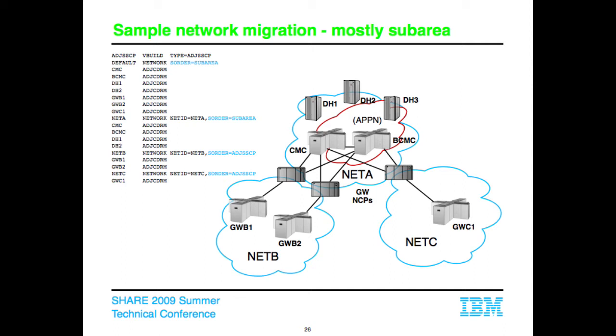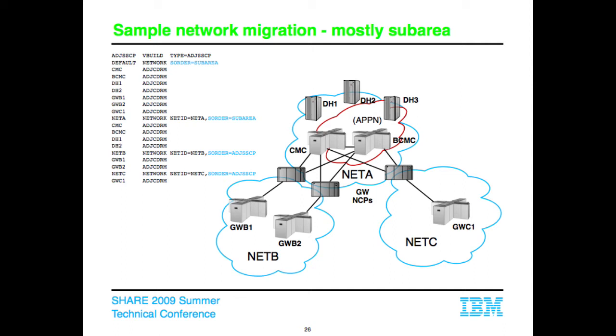I can still find just about everything via subarea. We've still got subarea connectivity between these 2 CMCs because they need it in order to take over each other's NCPs. There's also subarea connectivity to 2 out of the 3 data hosts. So 4 out of 5 of my hosts can still be found via subarea. That tells me I should be skewing my searching toward the subarea network. All right?